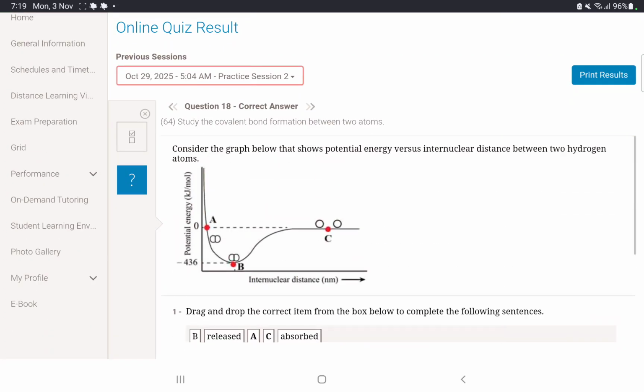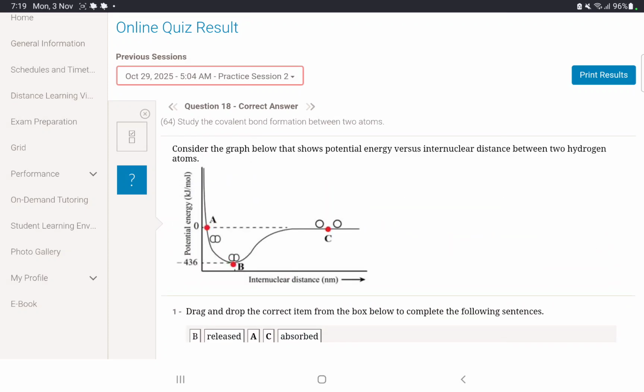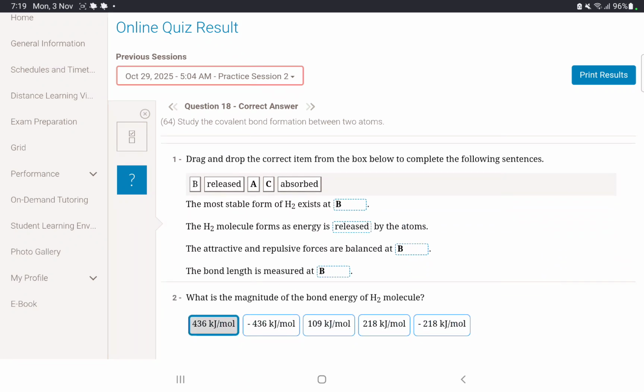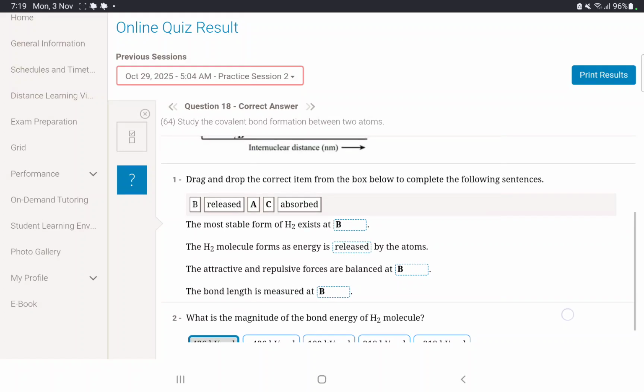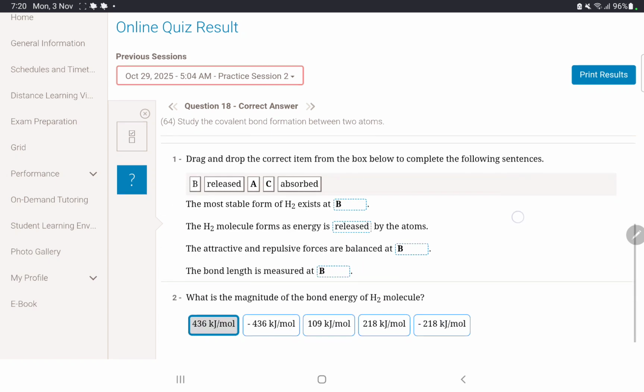Okay, so the most stable form of H2 exists at, so guys, for this graph I'm going to make it as simple as possible. Forget everything. The only thing they're going to ask you is this, so just understand this. The most stable form is always at the bottom, so it's at B. The H2 molecule forms as energy is released. Any molecule that forms, energy has to be released. So energy is always released.